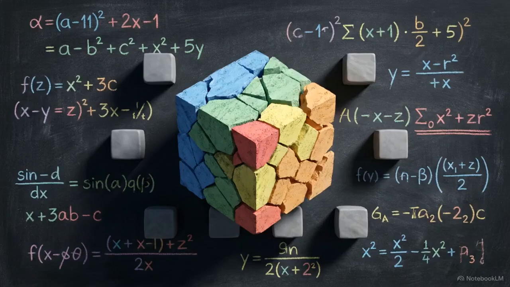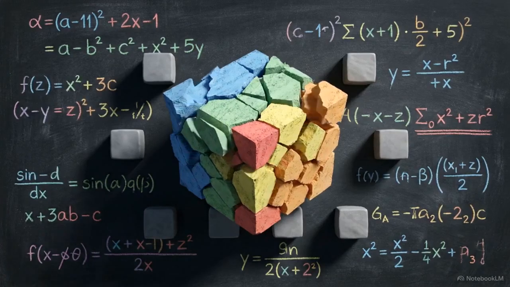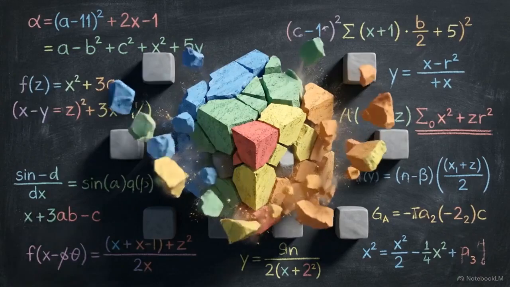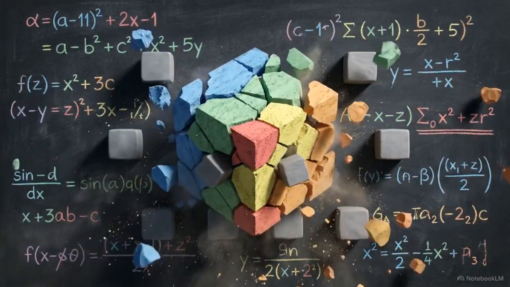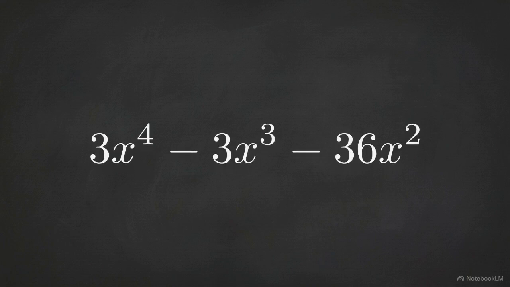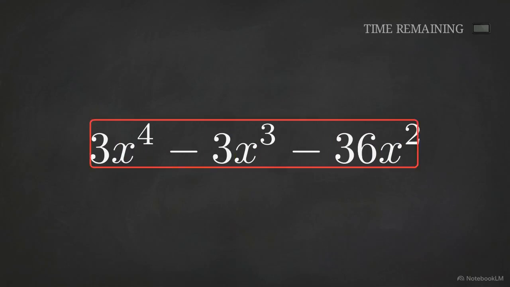Every polynomial can be reduced to a set of positive prime factors. Factoring is the systematic process of identifying exactly what we multiplied together. Looking at an expression like 3x to the fourth minus 3x to the third minus 36x squared, the path to a solution isn't immediately obvious.